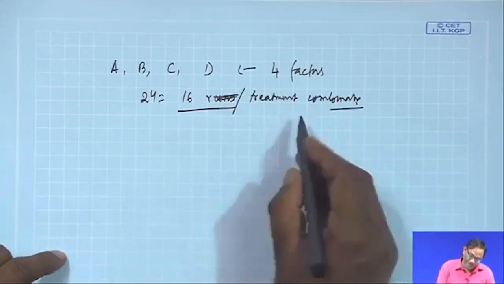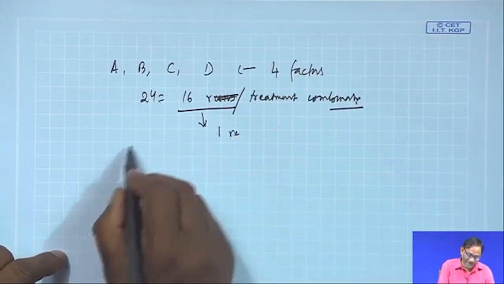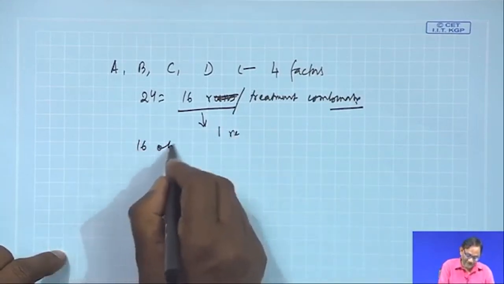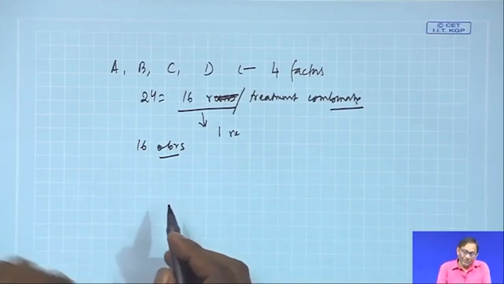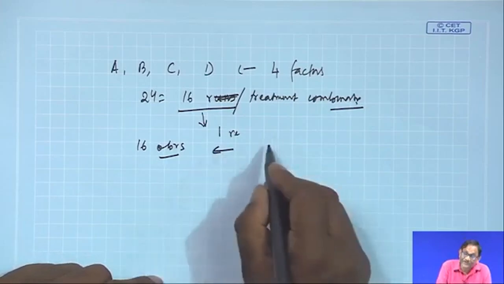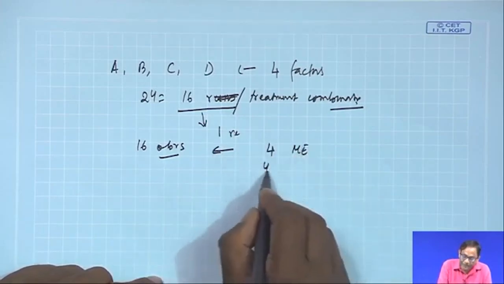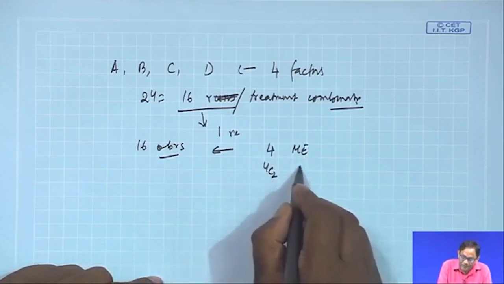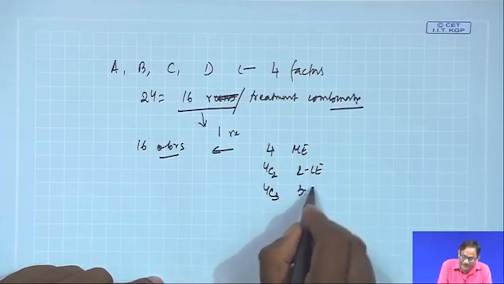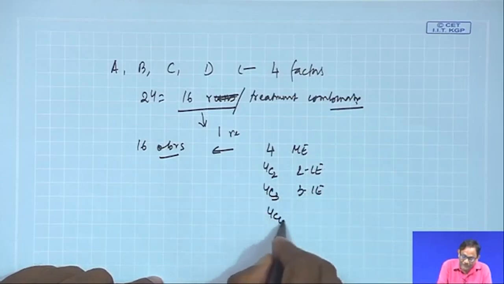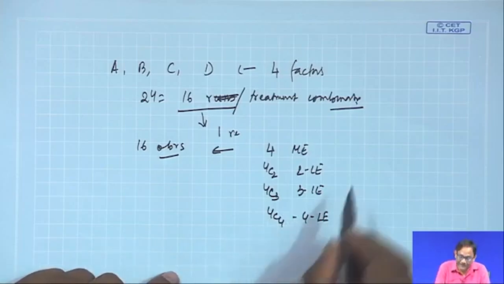Now, if you have one replicate for every treatment combination, so you have 16 observations, what is the number of parameters to be estimated? You have to estimate 4 main effects, 4C2 two-way interaction effects, 4C3 three-way interaction effects, and 4C4 four-way interaction effects.